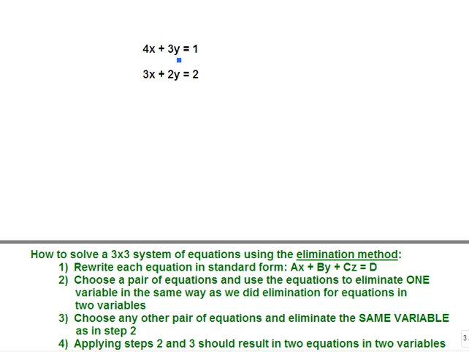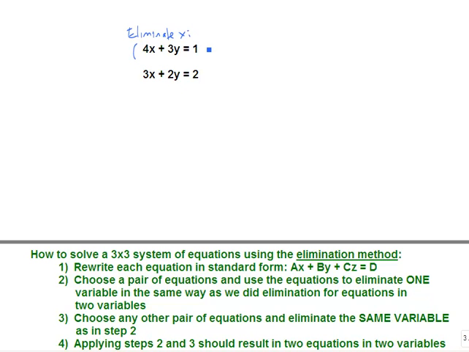If I wanted to eliminate y, then I'd probably need to get 6's out front, since 2 times 3 gives me 6. And again, I would have to multiply both equations by something. So it's going to be equal amounts of work to eliminate either x or y. So here you just want to take your pick. Let's say that we want to eliminate x.